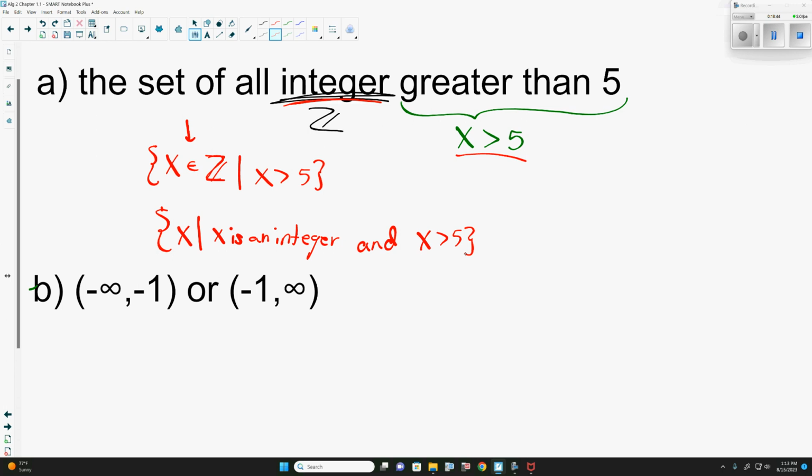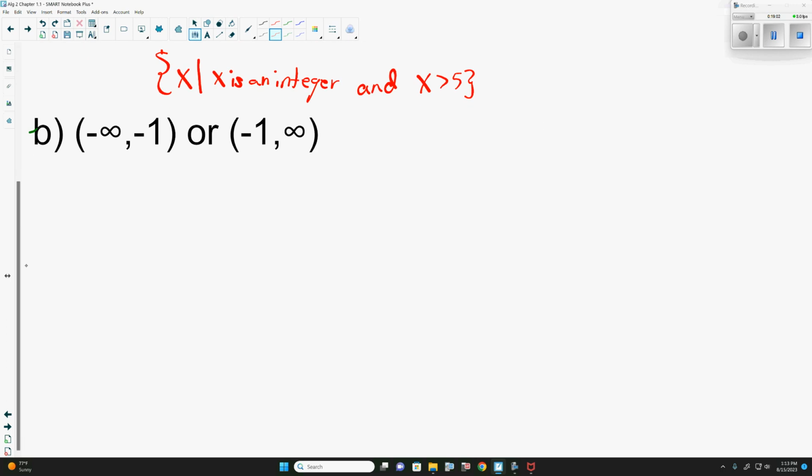Any question on either one of these here? We good with these two here? Or, well, this one, we haven't done two yet. Now the second one.